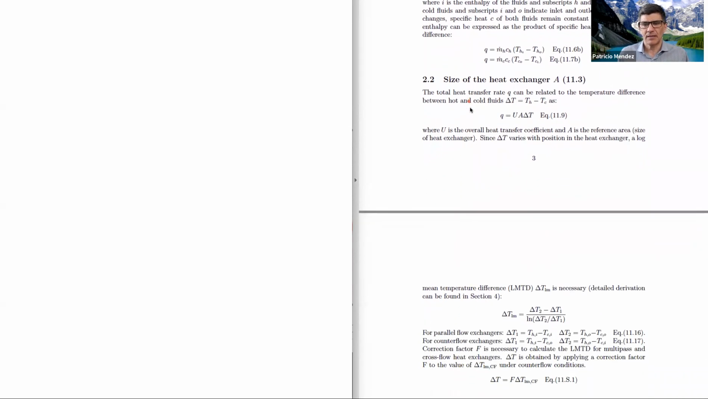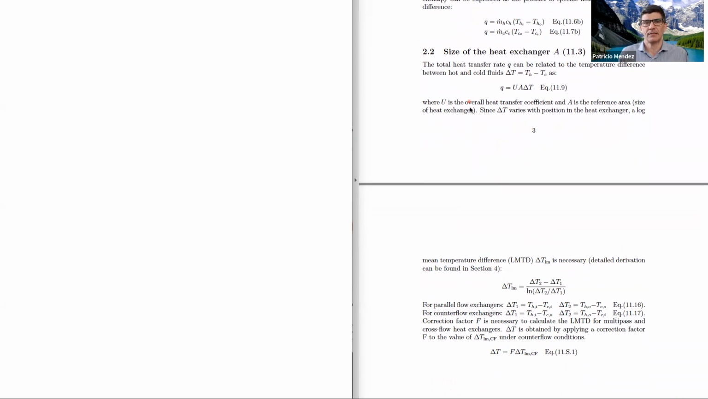Then the second equation was the size of the heat exchanger. The size is given by the area of heat exchange. And we wrote an equation that is very much the equation we wrote on week 5 of class, right? That the rate of heat transfer is given by the overall heat transfer coefficient, the area, and the delta T. The delta T is a temperature difference between the hot and cold fluid.